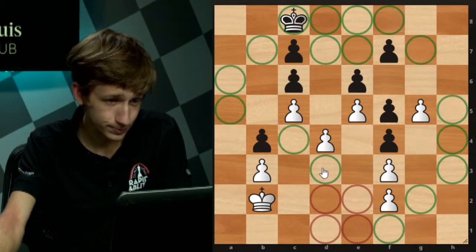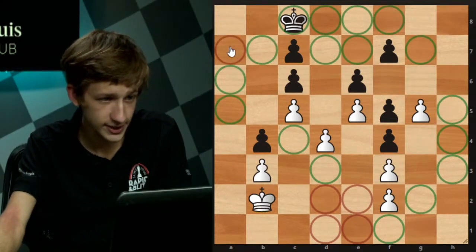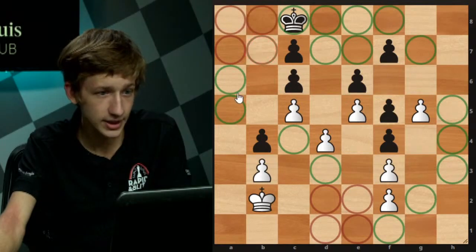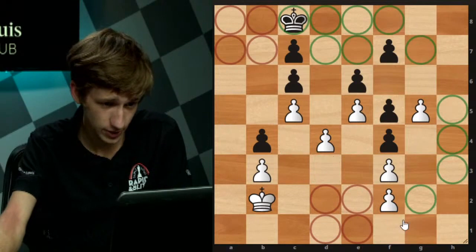Similarly for black, d3 and e2 are a6 and b7, so he ends up with a7 as the linking square, and these four squares for black. So that's all I'm going to give you.